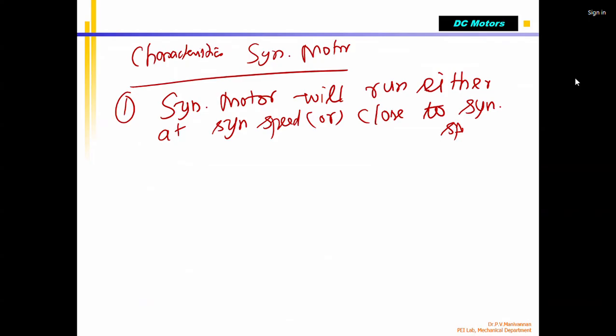Catching up at the maximum speed. Maximum speed will be rotor speed and synchronous speed. NS is called synchronous speed. NR is called rotor speed. Some books call it NM, correct?